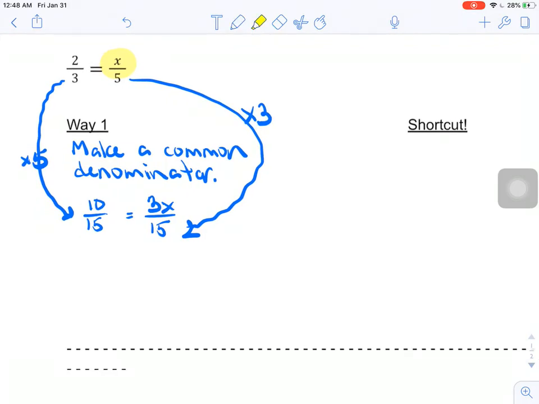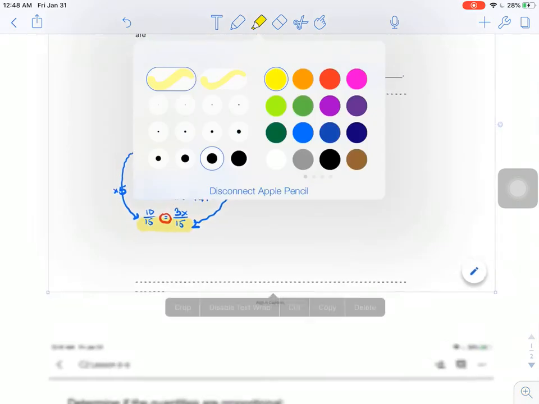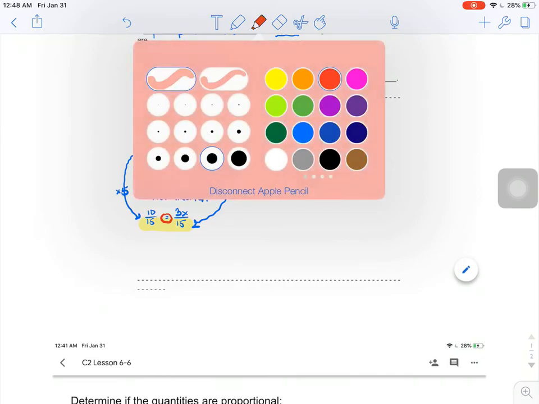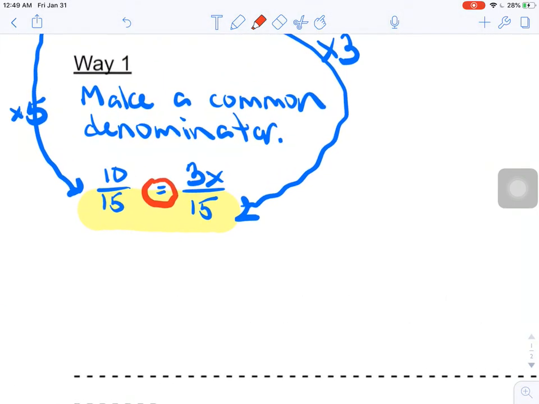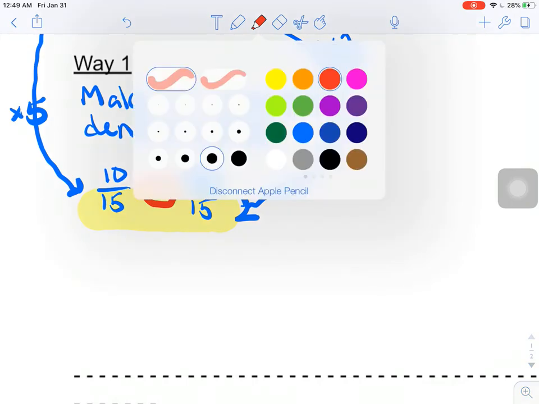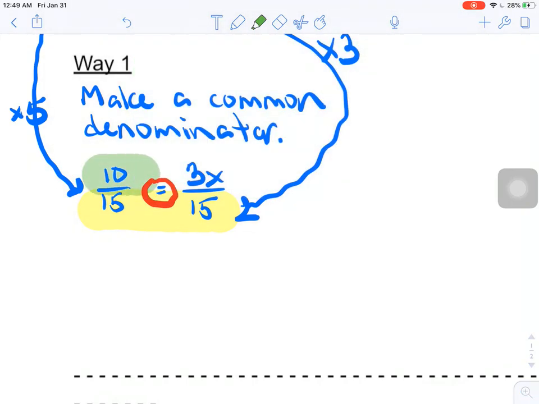Now the interesting thing here is that the denominators are the same, and I've got this equal sign that's telling me, hey, these things are supposed to be the same. So if they're supposed to be the same and the denominators are exactly the same, in order for them to actually be equal, that means that the numerators also have to be the same. So this top green part, if the bottom's the same, 15 and 15, then that means those two things on the top also have to be the same.